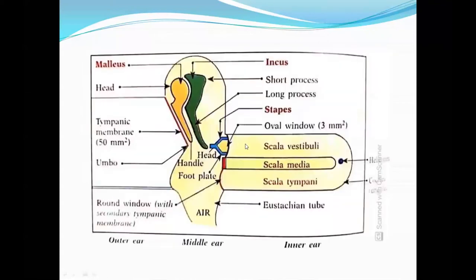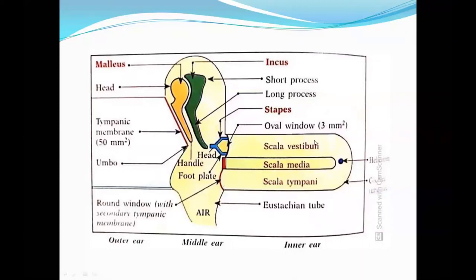See, here we can see this is external ear, consisting of external auditory canal. Here is a pinna. Then this is beginning of the middle ear. This is tympanic membrane. Auditory ossicles: malleus, incus, stapes, and this is oval window. Foot plate of the stapes lies over the oval window, and this is round window covered with secondary tympanic membrane.